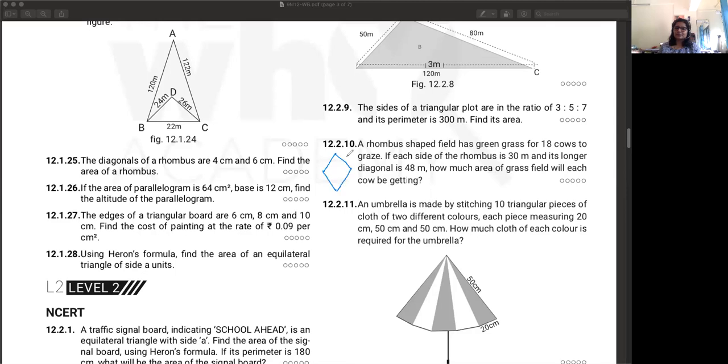So this is your rhombus. You know the side is 30 meter. The longer diagonal is 48 meter. To find the shorter diagonal, consider this triangle, finding half of the diagonal and multiplying it again. But as I said, that's a longer method. So you can simply use Heron's formula, 30, 30, 48 and find the area of one triangle multiplied by 2.